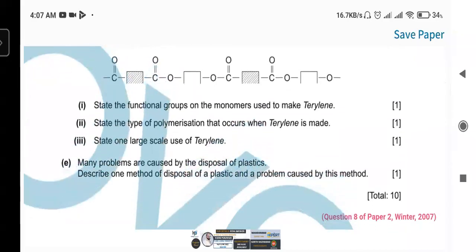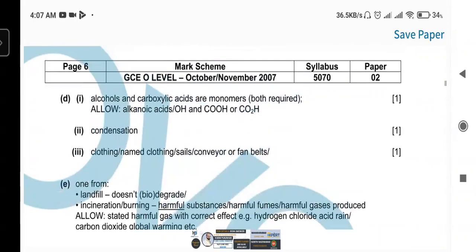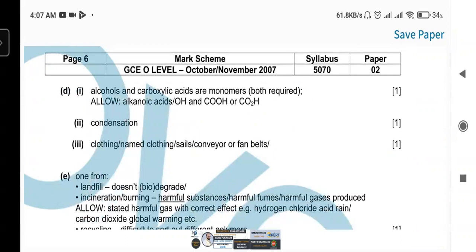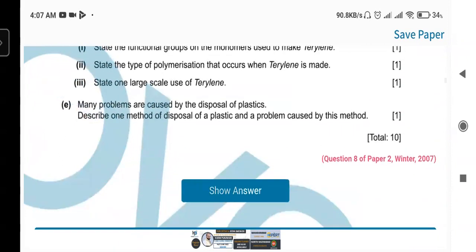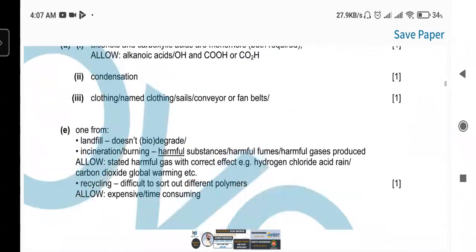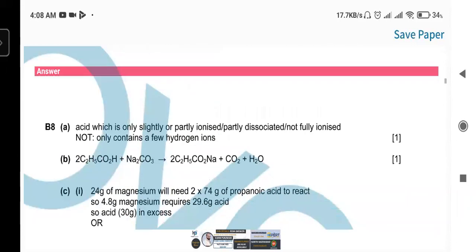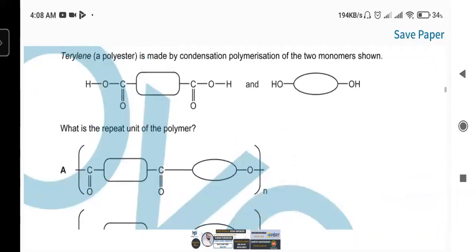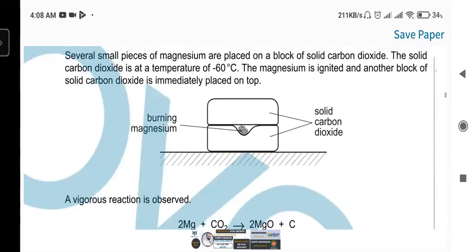Okay, state one large scale use of polyester. The last answers are very important. A large scale use of polyester is cloths, the polyester cloths. Then the disposal problems of polythene plastics: they are not biodegradable, because they are not condensation polymers. And when they are burned, they give out harmful fumes. We have already discussed this in the last lecture. These are the same type of repeated questions. Polymerization is actually very easy.